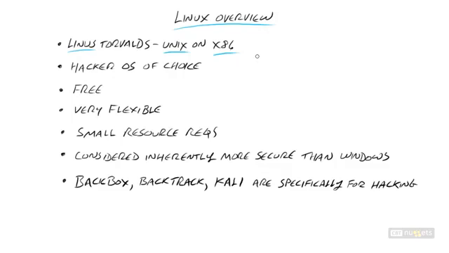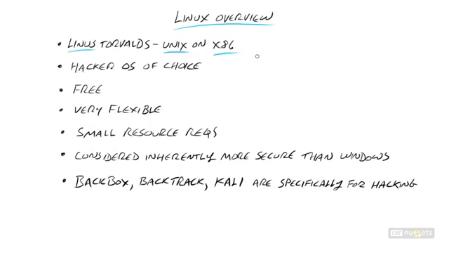Initially, it could fit on a floppy disk. It was very small, simple, and lightweight. And compared to Windows, Linux is generally still very small, simple, and lightweight. It does not require nearly as many resources. Other distributions of Linux can fit on smaller thumb drives, for example a 256 megabyte thumb drive. A lot of them you can run directly from the CD without actually installing the operating system on a local hard drive. So very, very flexible.